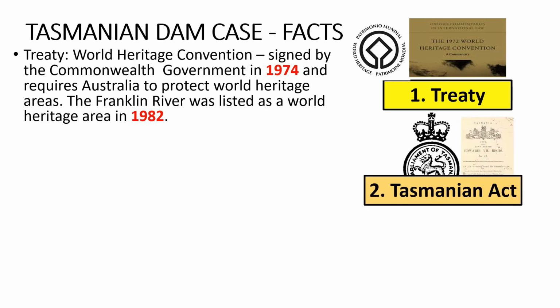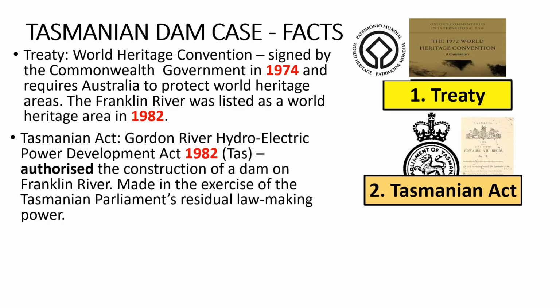Accordingly, in 1982, the Tasmanian Parliament passed the Gordon River Hydroelectric Power Development Act, which authorised the construction of a dam on the Franklin River. This dam would have flooded much of the wilderness area that had been listed as a World Heritage Area under the World Heritage Convention. The Tasmanian Act that authorised the construction of the dam was made by the Tasmanian Parliament exercising its residual lawmaking power.